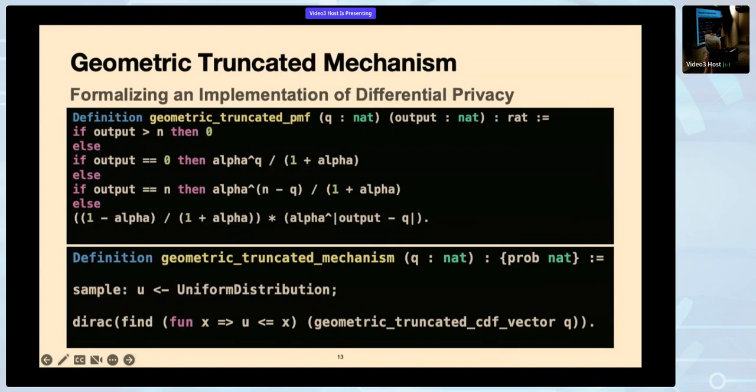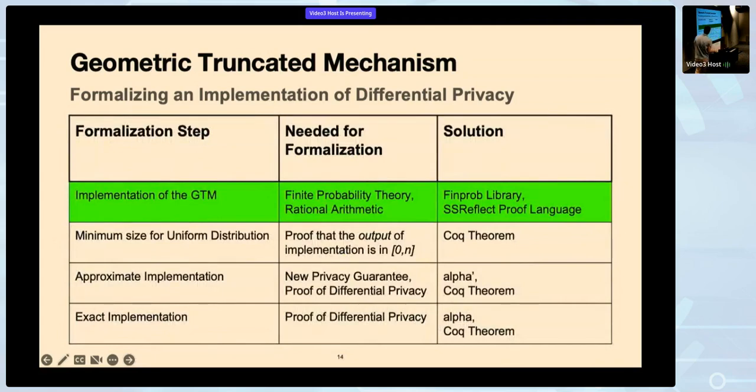Now here, find is basically returning the first index of this CDF vector. And the CDF vector here is just the cumulative sum of the PMF. But find is returning the first index for which our predicate here holds true. So this is literally just doing inverse transform sampling. Cool, okay, so that's our implementation of the GTM.